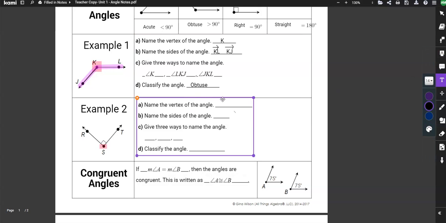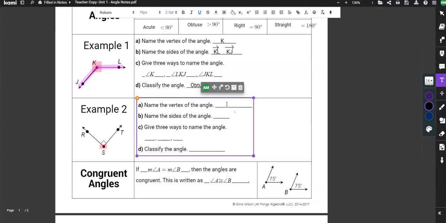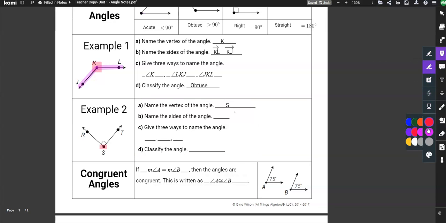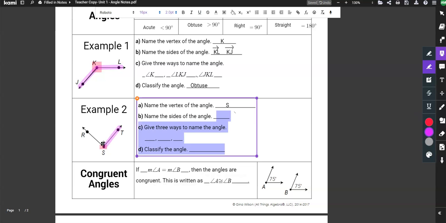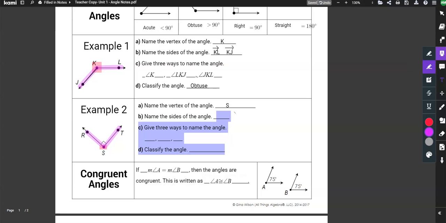Okay, and that is point S. Remember, for points, we just put the capital letter. The sides of the angle are going to be the rays, so that's going to be ST and SR.